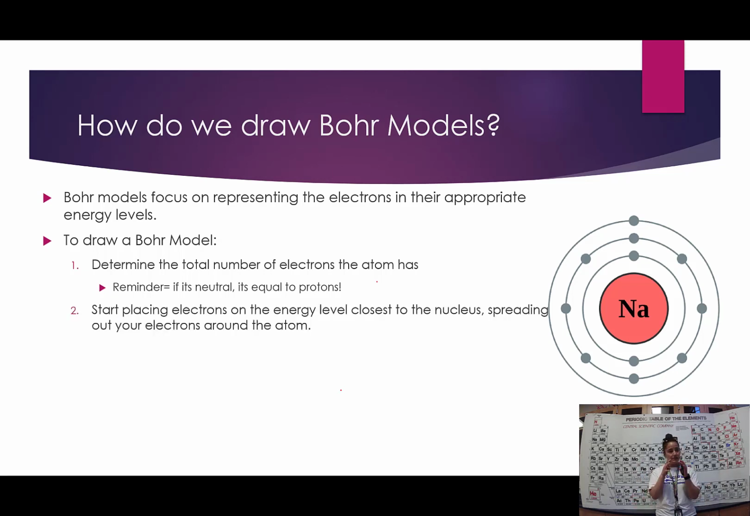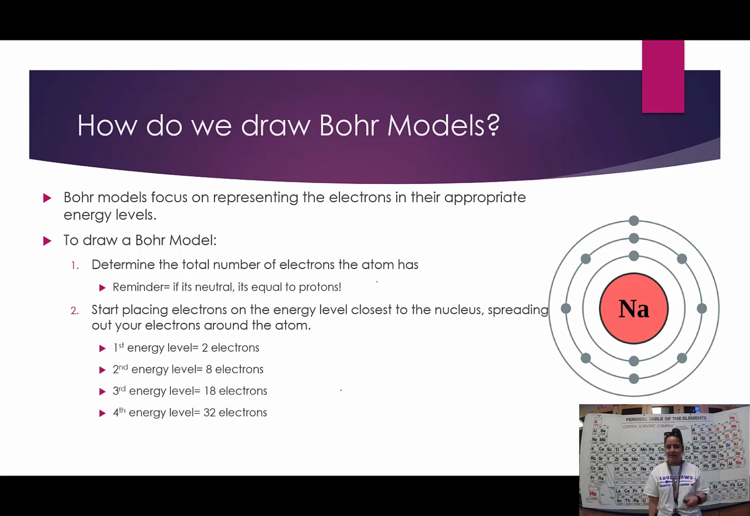Well, you start placing them on the energy level closest to the nucleus, and you spread them out around the atom as you go. But each energy level can only fit a certain number of electrons. The first energy level can only fit 2 electrons. The second energy level can fit 8 electrons. The third energy level can fit 18, and the fourth can fit 32. Which makes sense. As you go bigger, the electrons have more room, so you can fit more of them.